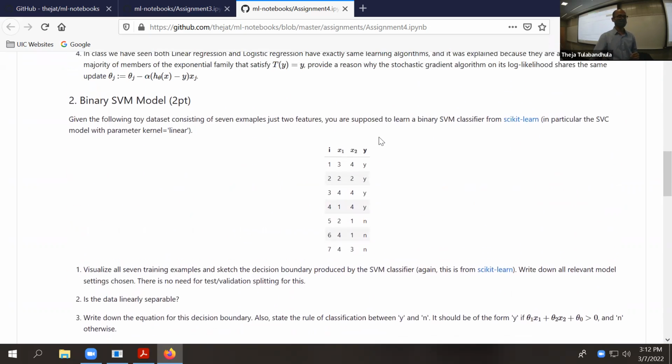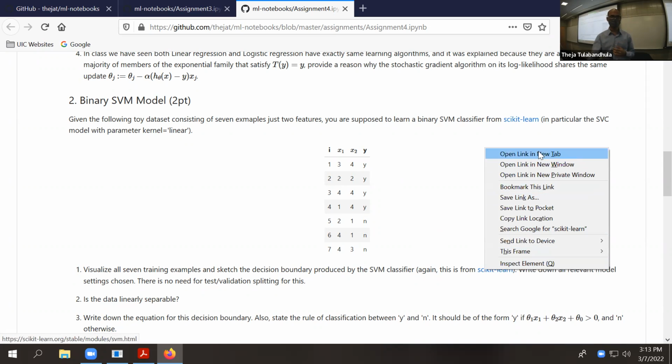The second question is a toy example, very similar to one in the previous assignment as well. Here it's a very small data set, 7 data points, so no test train and all that stuff. It's just 7 data points, and we want to understand how an SVM classifier can work on this type of data. So if you go to the SVM documentation in scikit-learn.